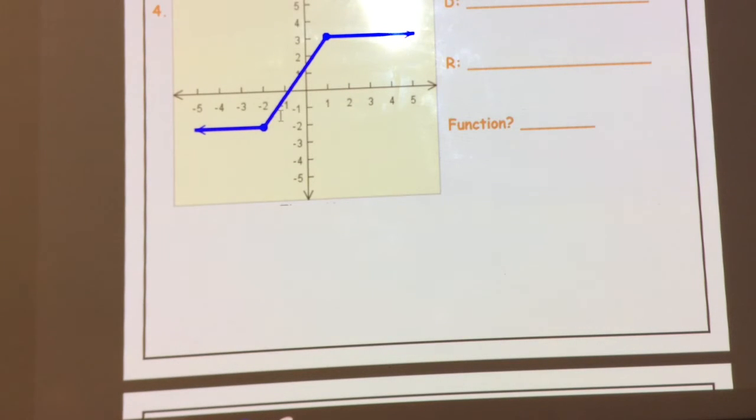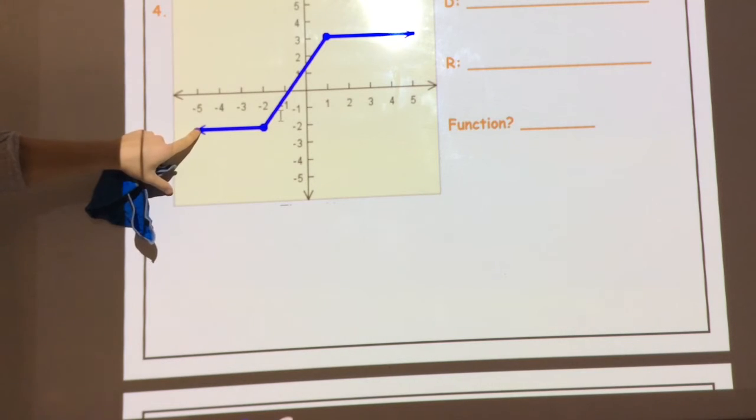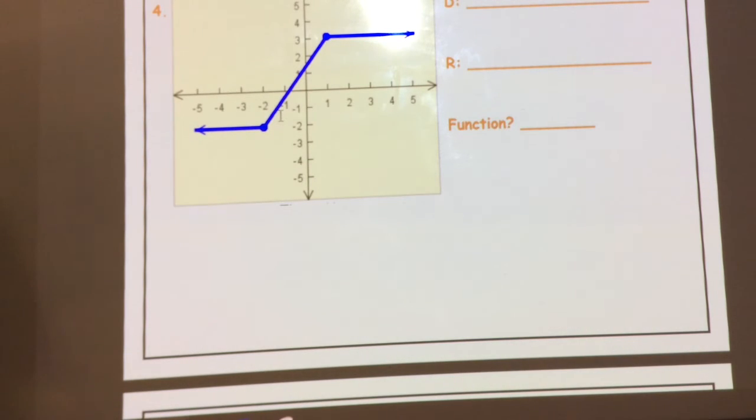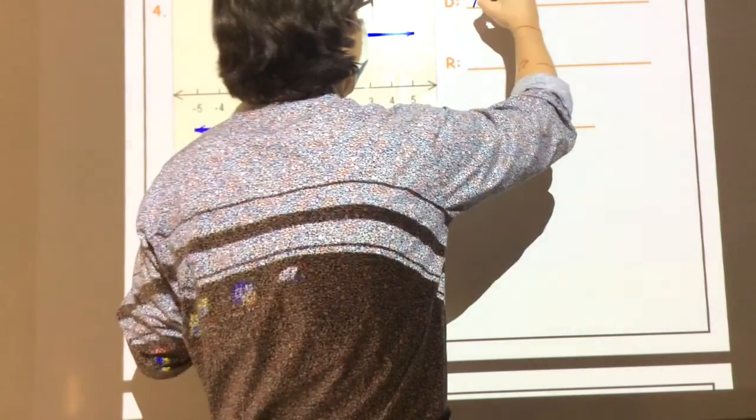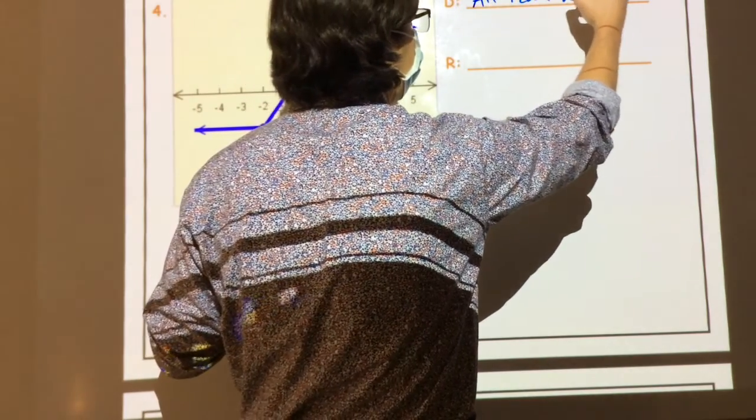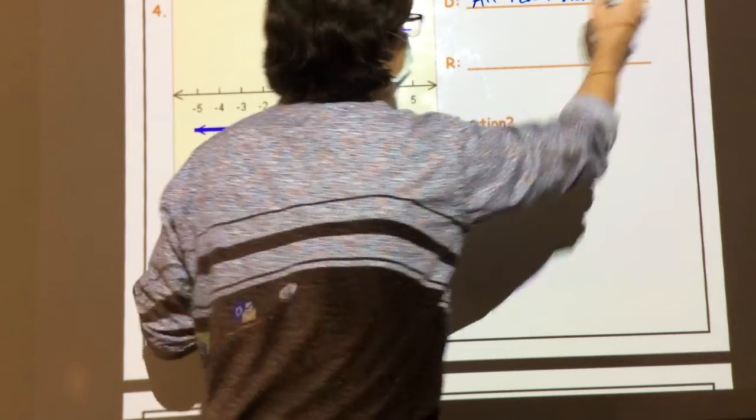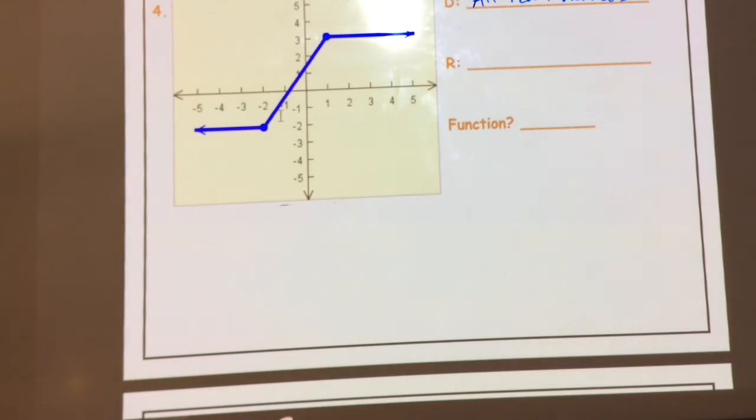Steven, what do you got? All real numbers. What do these arrows mean? Goes on forever, never, never, right? So again, I could do that example where I draw the lines going all the way across the board, but it's going to be all real numbers. So literally you could just write all real numbers. Okay? Now, what's my range going to be?